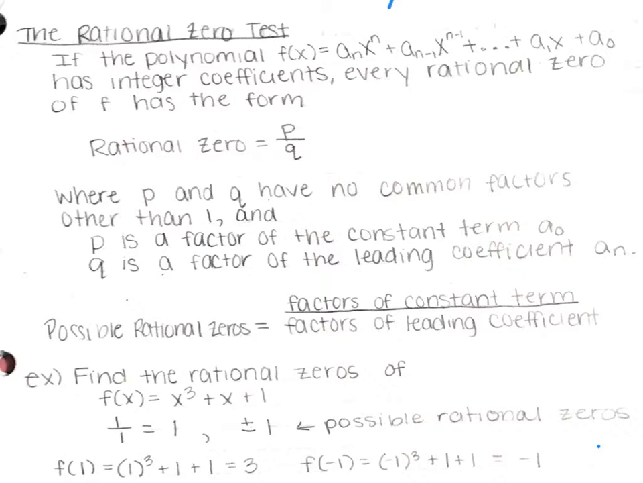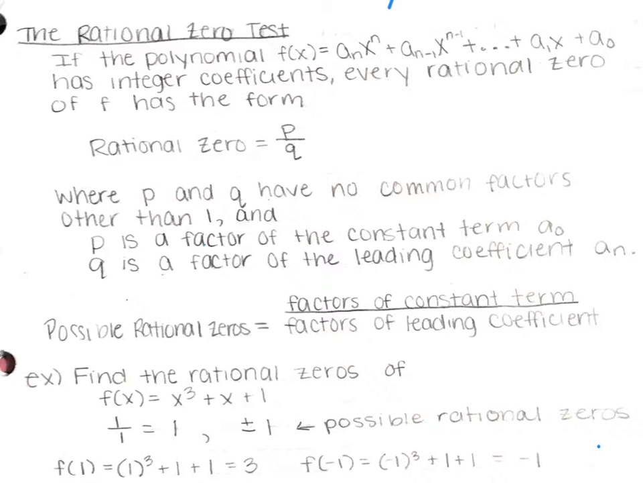Now, this is not to say that there are only rational zeros. What this says is that if any rational zeros exist, they are of this form. There could still be irrational zeros, like the square root of 5, or there could still be imaginary zeros, so complex numbers. However, this is just saying that if rational zeros exist, they will be of this form.